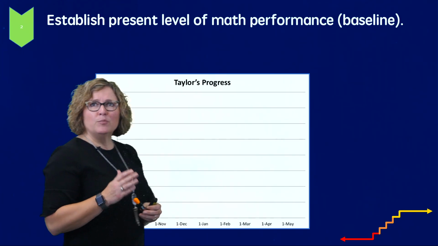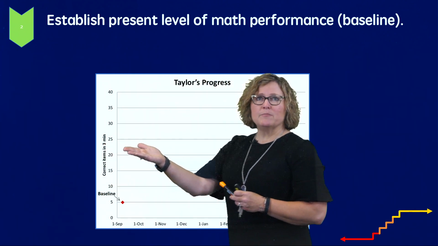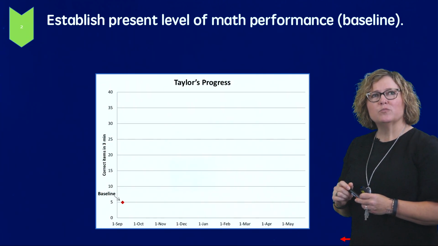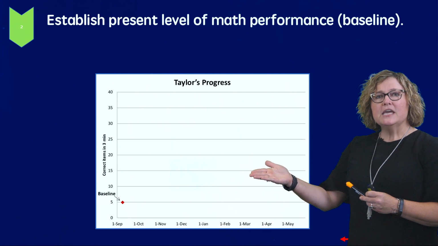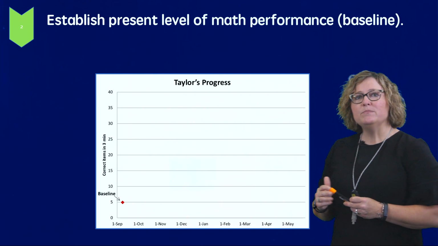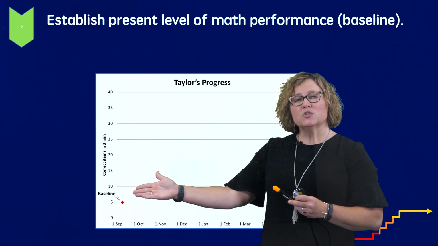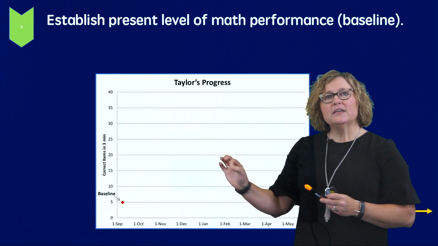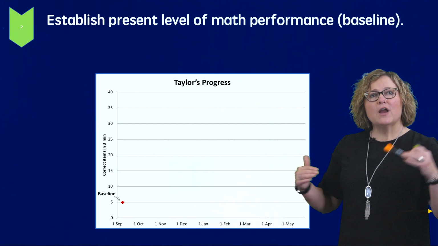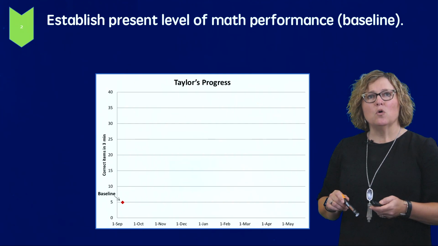So here's an example of how Mr. Klein might establish that present level of performance or that baseline. If he takes Taylor's median baseline score, which in this case was 5 items correct in 3 minutes, that gives him a good starting point for how to establish that long-term goal for Taylor.